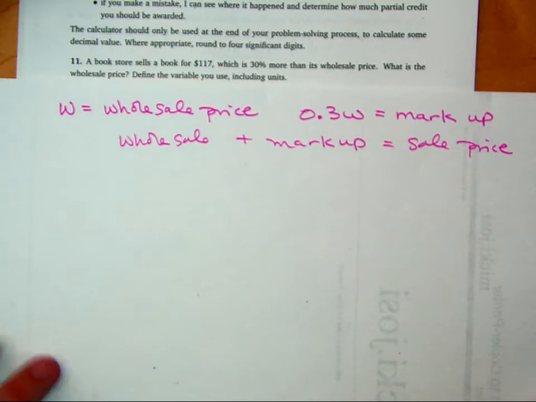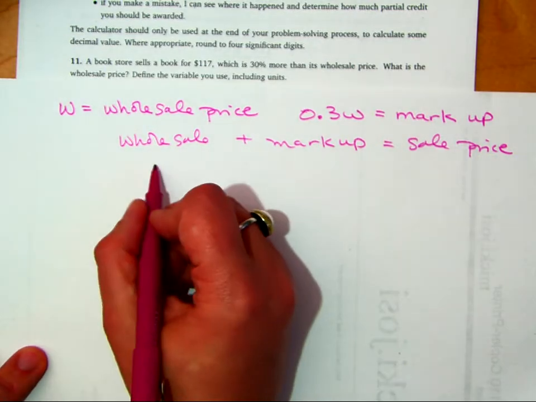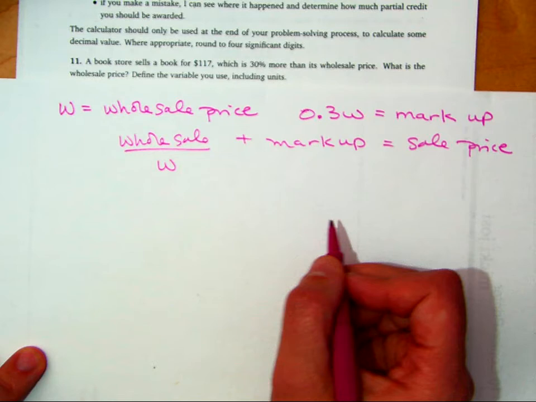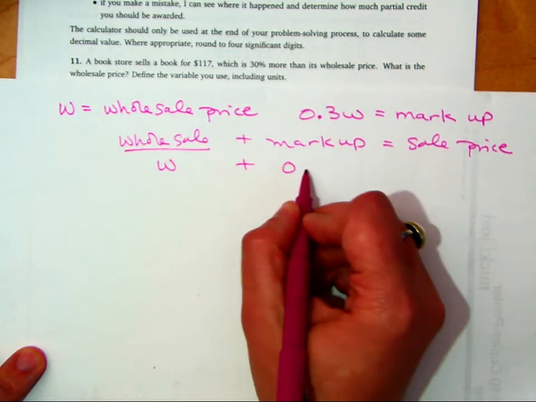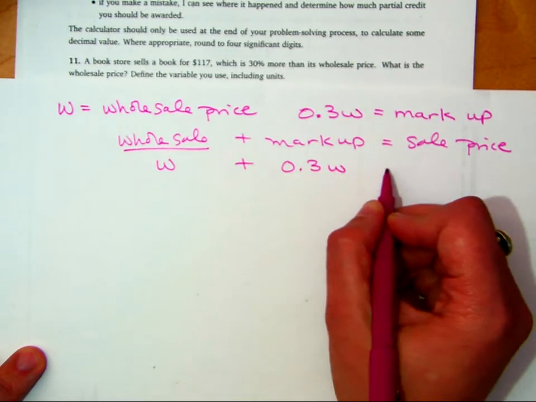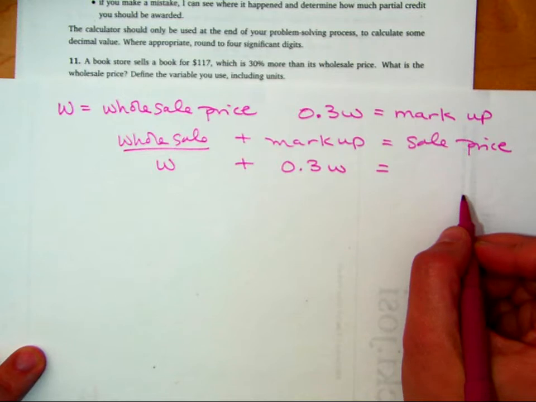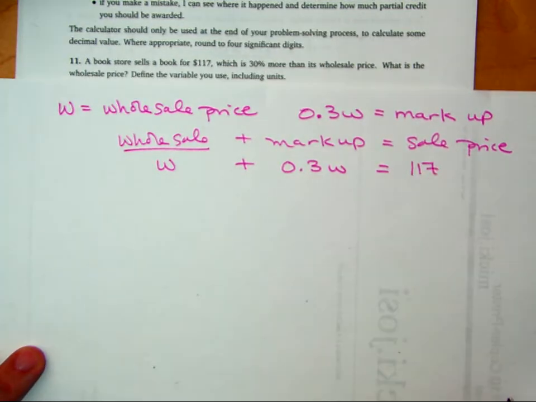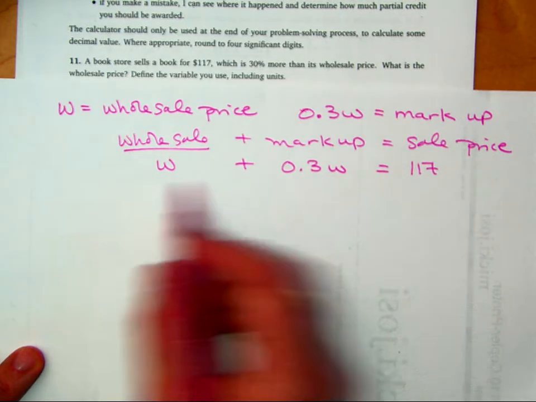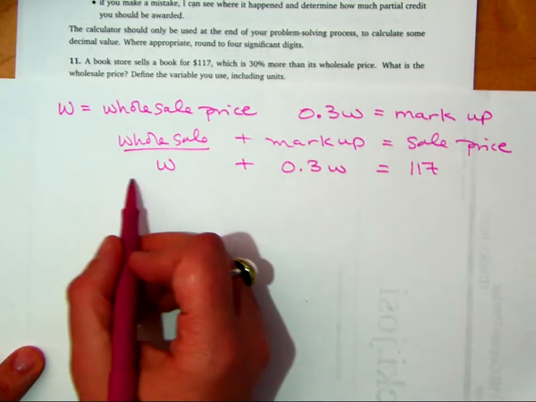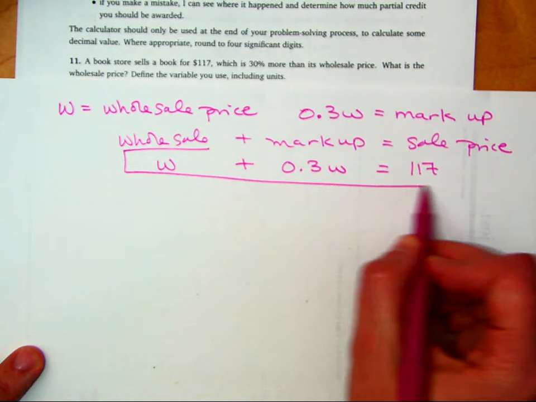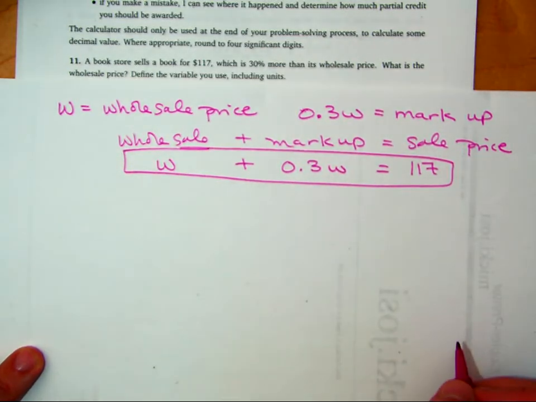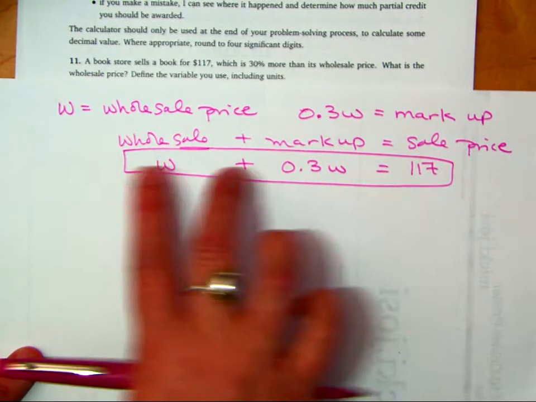Okay, so the equation then would be what? W, the wholesale price, plus 30% of the wholesale price equals the sale price. What was the sale price? 117. So that's going to be the equation you solve. This is the equation that we want right here. And in section 2.8 of your book, we talk about modeling. So this is the model.